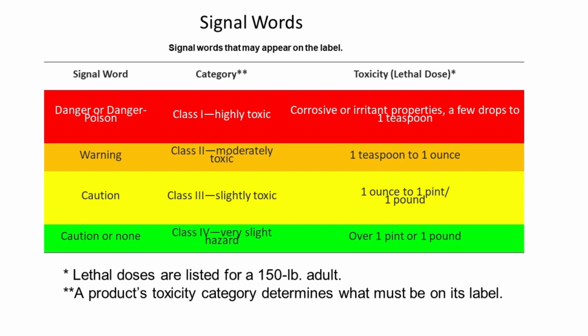Looking at our third signal word in yellow, it's going to be caution. Its category is Class 3, slightly toxic, and its toxicity lethal dose is going to be 1 ounce to 1 pint or 1 pound. Looking at our final signal word in green, we're going to have caution or none. The category is going to be Class 4, very slight hazard. Toxicity lethal dose is going to be over 1 pint or 1 pound. Lethal doses are listed for a 150-pound adult. A product's toxicity category determines what must be on its label.